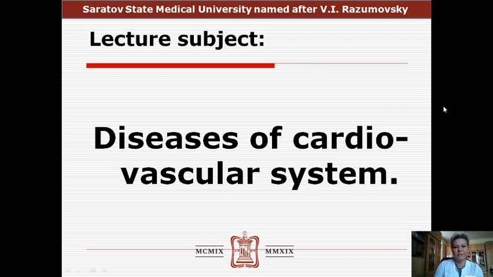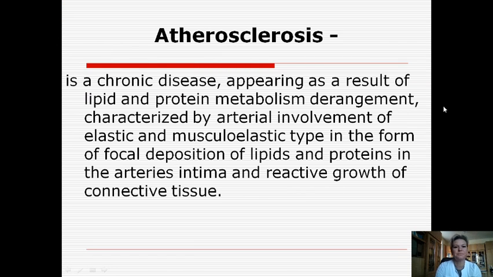I'm assistant of professor in the pathological department of Saratov State Medical University, and today I will read you the lecture about diseases of the cardiovascular system. Which diseases will we discuss today? Atherosclerosis, hypertensive disease or essential hypertension, ischemic heart disease or coronary heart disease, and cerebral vascular disease. And first, information about atherosclerosis.